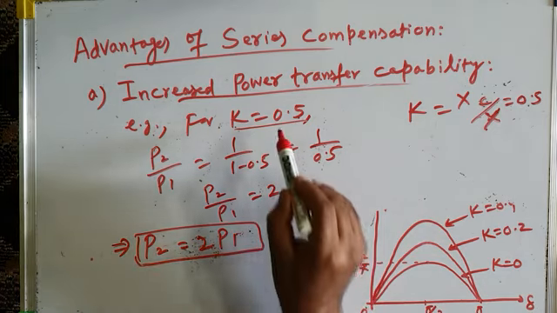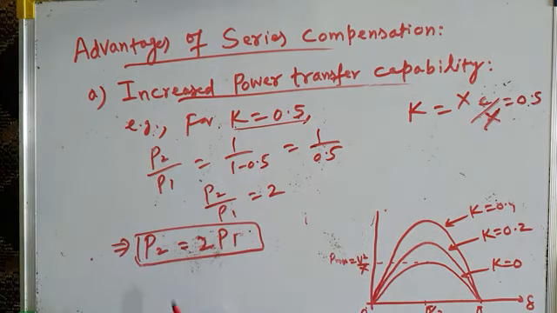This is for degree of series compensation equal to 0.5. If you further increase the degree of series compensation, the line will be capable of transferring even more power. So this relation and these graphs clearly show that with series compensation, the power transferring capability of a series compensated transmission line increases.